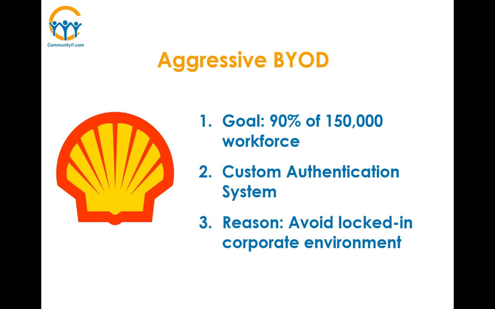So 3 case studies. First, Shell. Very, very aggressive BYOD policy. Last year, Shell announced that within the next 5 years, by 2018, 90% of their workforce of 150,000 were going to be completely BYOD. Basically, if you go to work for Shell in 5 years, you need to bring your own device. They're building their own custom authentication system to facilitate that.